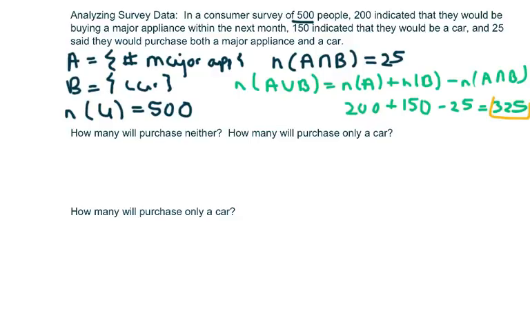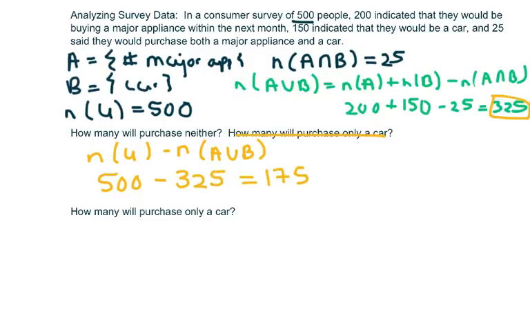Okay, how many will purchase neither? So what we're going to do is take the number in the universal set minus our total that would buy, which we already got is 325. So that's 500 minus 325, which gives us 175. So 175 people are not going to purchase either.